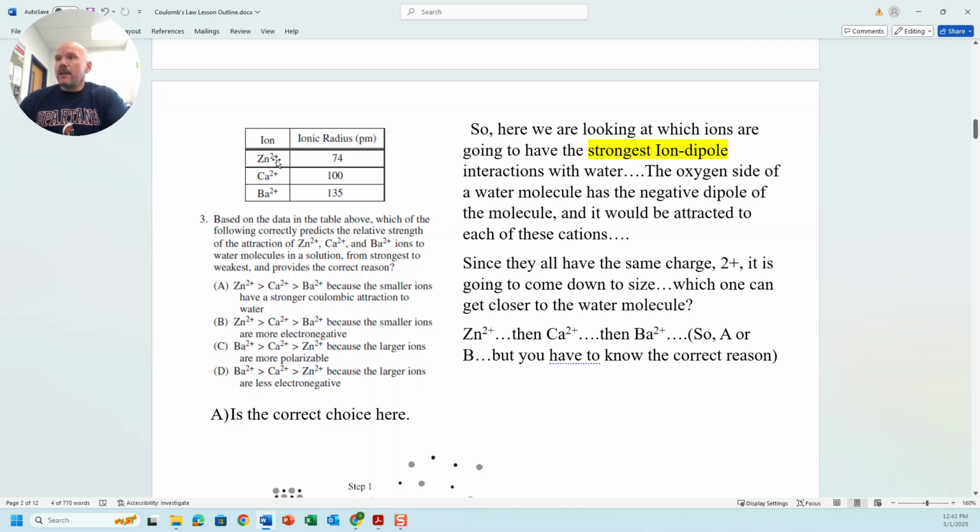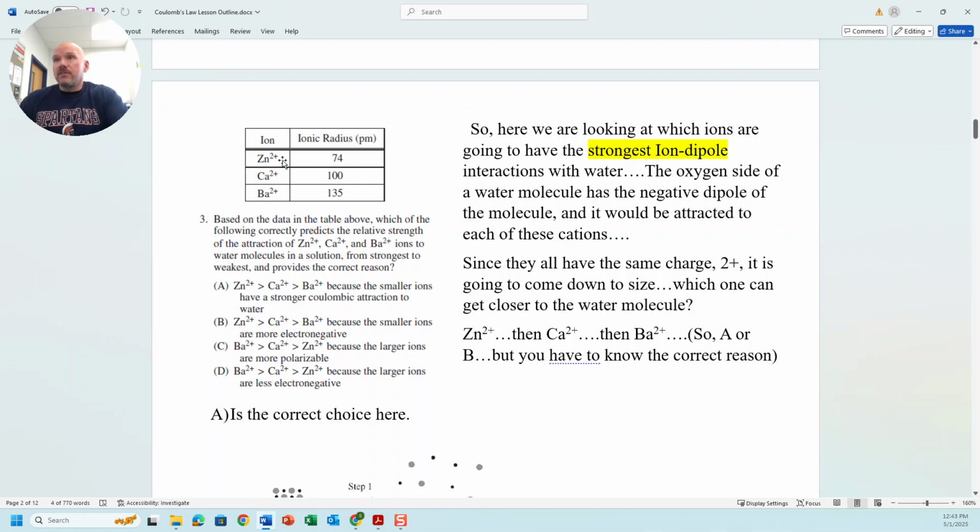Okay. So here we've got different ions and their radii. And we want to know which of these ions is going to have the strongest to weakest interaction with water. So ion-dipole interactions. Okay? Well, the first thing to look at is they all have the same charge. So it's not going to be about magnitude of charge because they all have +2s. Okay? And they're all positive. So they're all going to be interacting with the oxygen side of water because the oxygen side of water has the negative dipole. And so the strongest one is just going to be the smallest one.